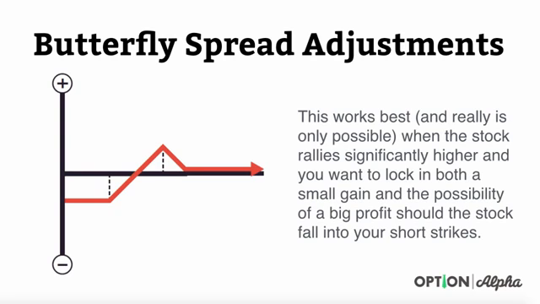So again, just to wrap up with some key points, these work best, and really the only time they work, is when the stock rallies significantly higher and you want to lock in both a small gain and the possibility of a big profit should the stock fall into your short strike region, like we just went through. So this, of course, would work in the complete opposite for a call broken wing butterfly. You would buy back the embedded call spread. It works exactly the same way, just on the complete opposite.